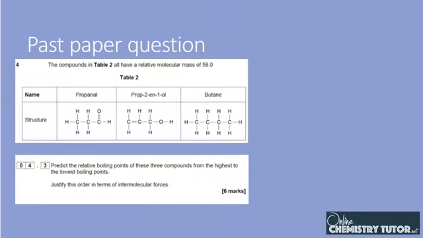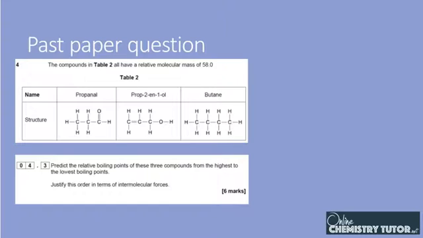Okay, so we're going to finish off this session by having a look at a past paper question that was on the paper very recently, just last summer. 6 marks for this question. The candidates were provided with 3 molecules. There were some previous parts of the question before this, but the part that concerns us in terms of intermolecular forces is: take the relative boiling points of these 3 compounds from the highest to the lowest, and justify the order in terms of intermolecular forces.